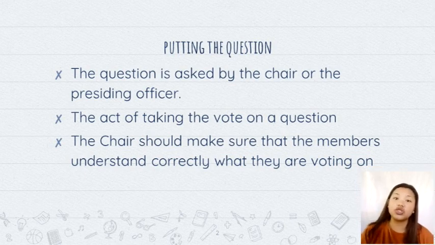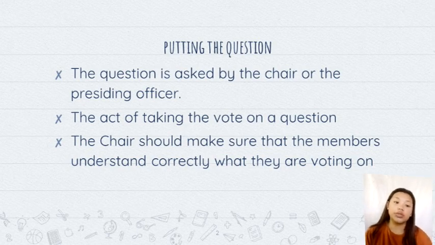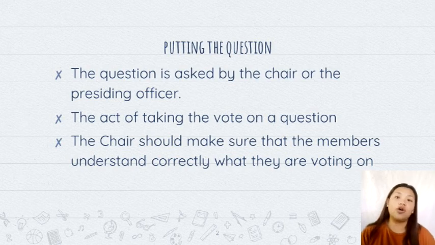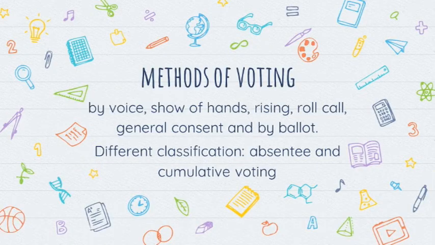The affirmative vote should be taken ahead of the negative. Even if the affirmative has already won, the negative should also be taken. So the chair should make sure that the members understand correctly what they are voting on. To avoid misunderstanding or consequent disruption, the chair should make sure that all members understand every question that they have to vote on.